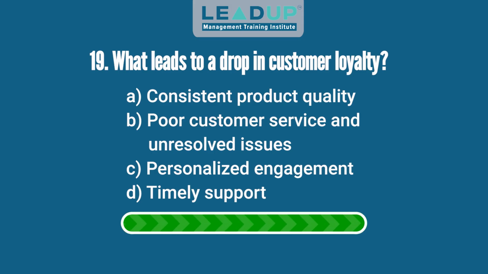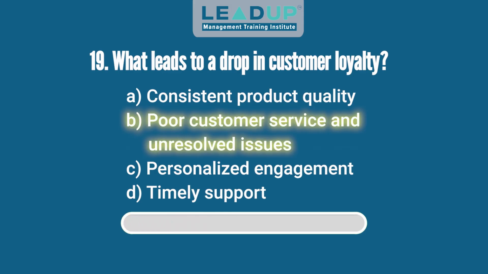Question 19. What leads to a drop in customer loyalty? A. Consistent product quality. B. Poor customer service and unresolved issues. C. Personalized engagement. And D. Timely support. Answer: poor customer service and unresolved issues.